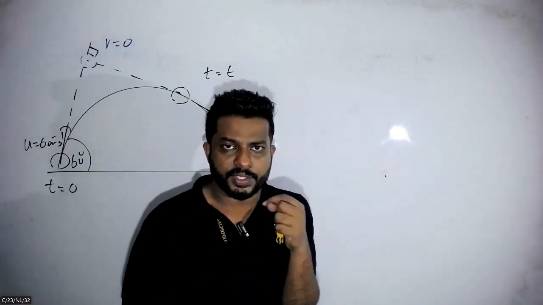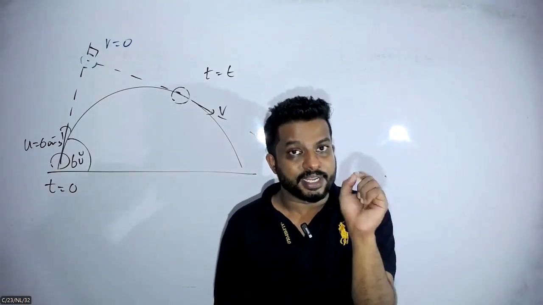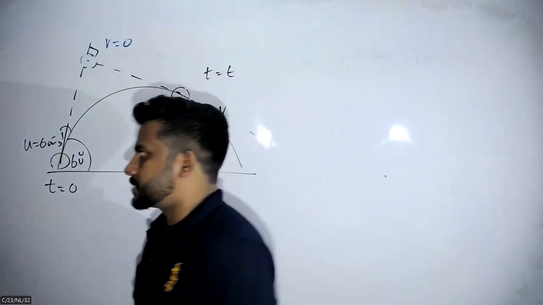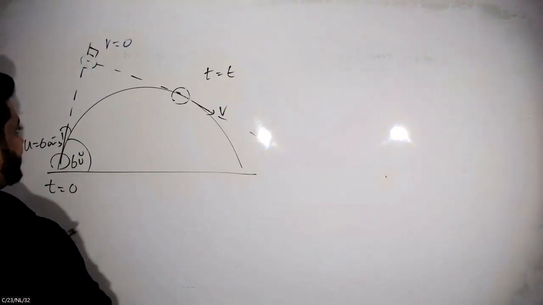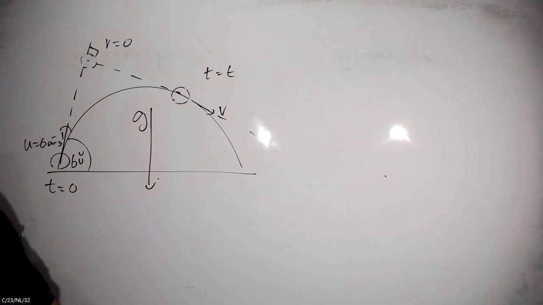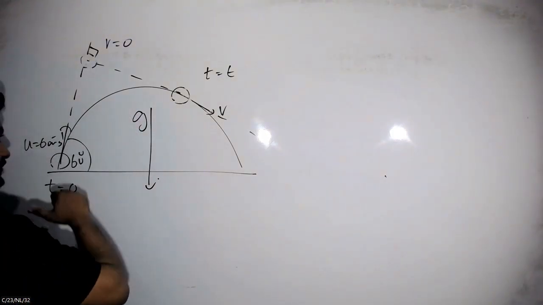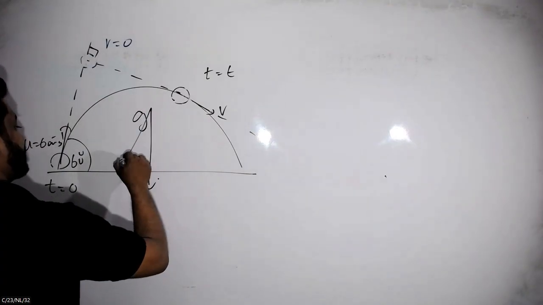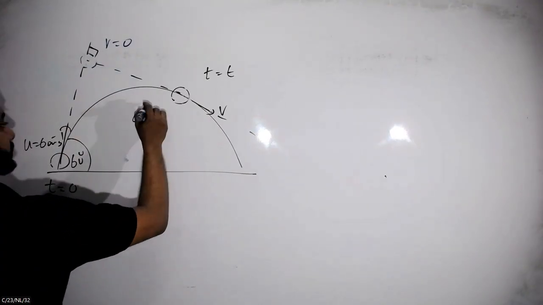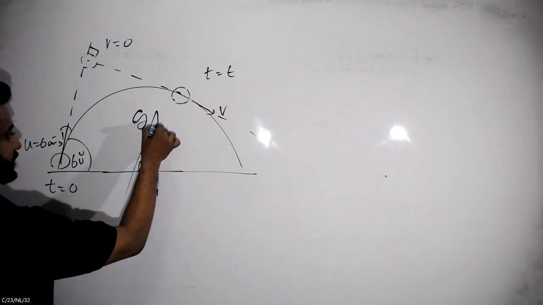Then you need to identify the acceleration of this projectile towards the direction of initial velocity. Let me explain. This gravitational acceleration is acting vertically downward. To identify this acceleration, you need to consider the component of the gravitational acceleration parallel to the direction of initial velocity. This angle should be 60 degrees. That means this one is 90, then 30.